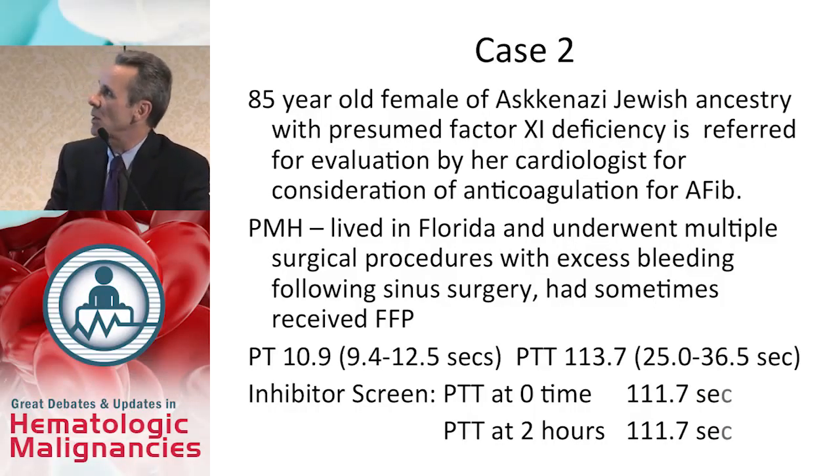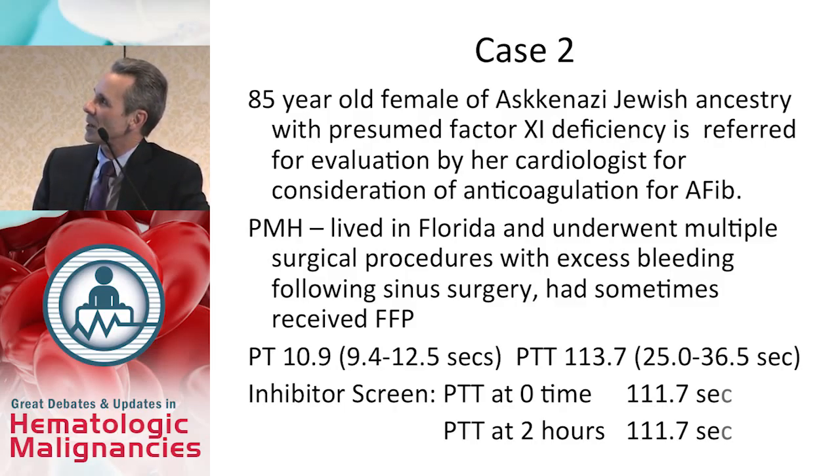Let me jump to the next case. These are all actually real cases. This is a woman I saw about almost a year ago now, an 85-year-old woman of Ashkenazi Jewish ancestry who had survived Auschwitz. She had presumed factor 11 deficiency, and she was referred by our cardiologist for consideration of anticoagulation for atrial fibrillation. She'd lived in Florida for many years, underwent multiple surgical procedures with excess bleeding, maybe following one of them a sinus surgery, and she'd sometimes received FFP. So she moved to Boston, and she was referred to me by the cardiologist.